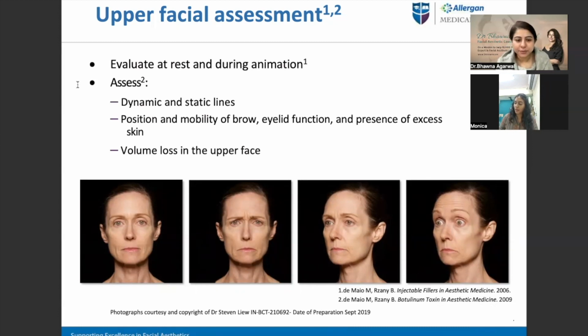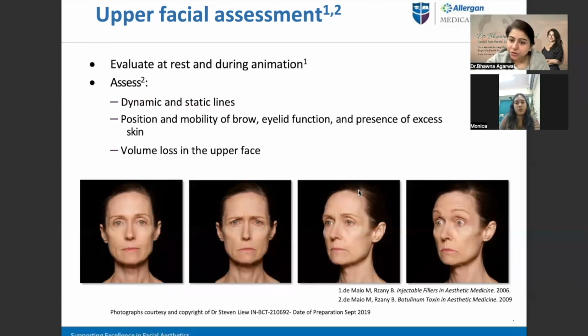So this is another example of animation. You ask them to animate. Evaluate at rest and during animation. Assess the dynamic and static lines. Position, you have to assess all the asymmetries. Usually 5% asymmetry is normal in all the faces. And with aging, this asymmetry becomes more obvious. People are usually not aware of these asymmetries. They start noticing these asymmetries only after they get injected for the first time, and think that these asymmetries are caused by the injectables, but which is not.